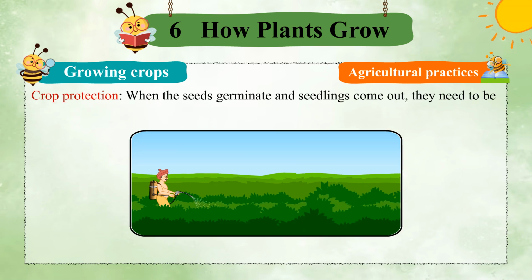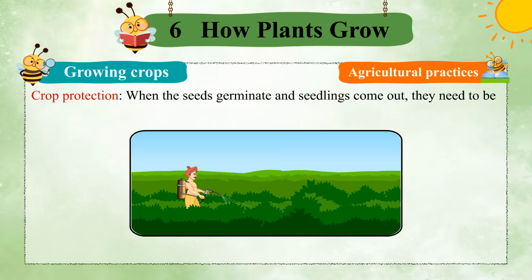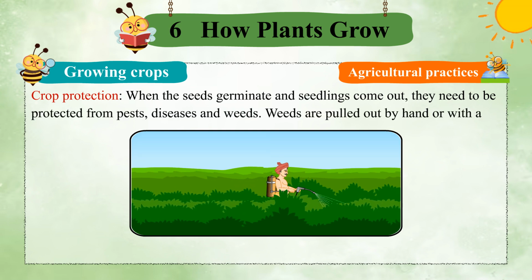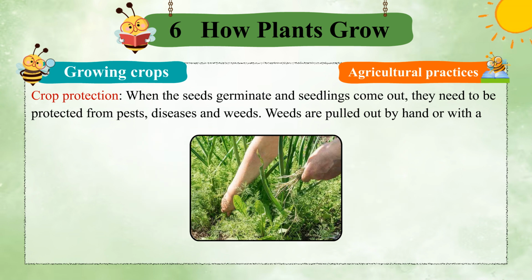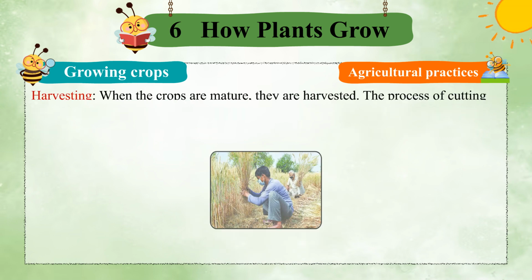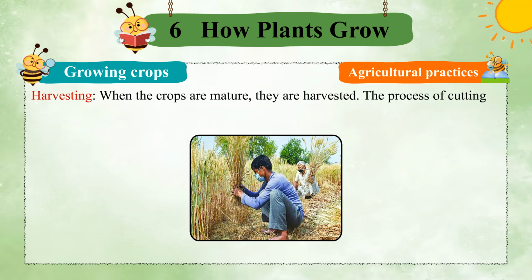Crop protection. When the seeds germinate and seedlings come out, they need to be protected from pests, diseases and weeds. Weeds are pulled out by hand or with a trowel, hoe or harrow. Chemicals are also used for destroying weeds and insects. Harvesting. When the crops are mature, they are harvested. The process of cutting and collecting the mature crop is called harvesting.